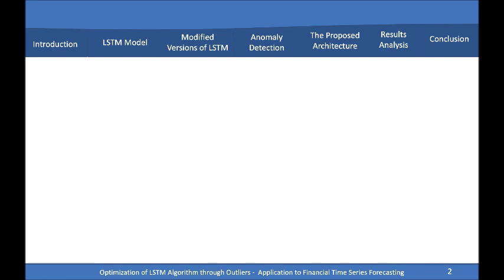Our presentation is going to be structured as the following. The first section presents a brief summary of some of the main approaches that have been done to modify LSTM architecture. Then, the second section explains the approach that we have proposed to improve LSTM forecasting efficiency. Finally, we will use this novel model in a financial time series forecasting problem.